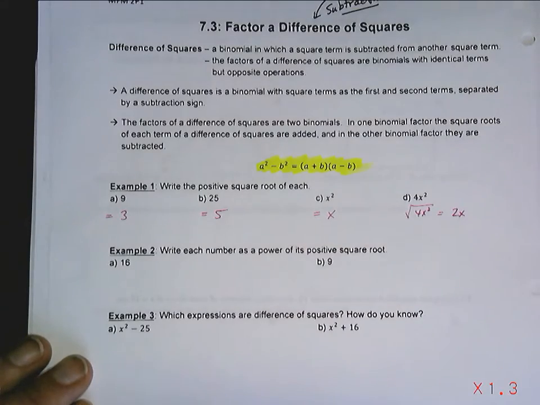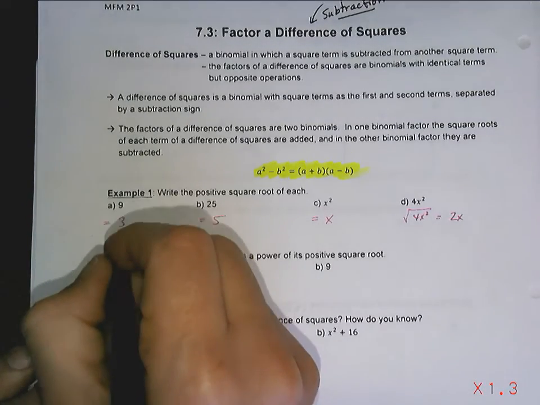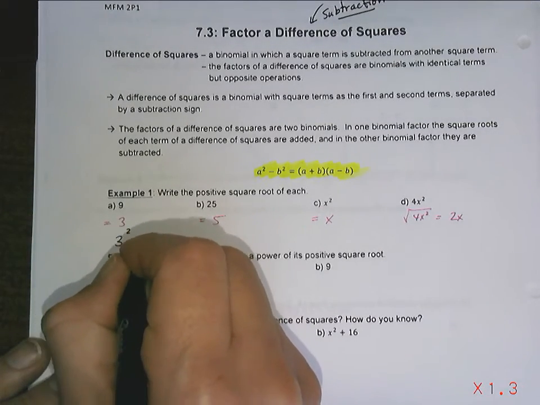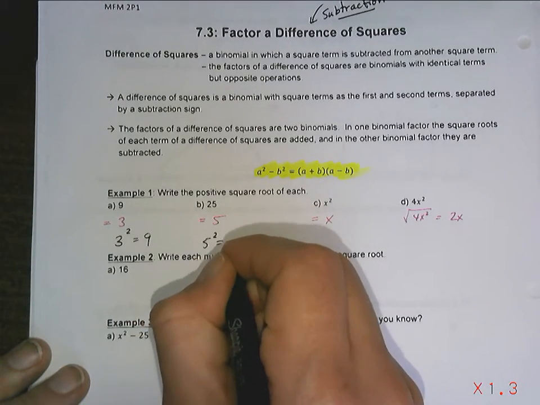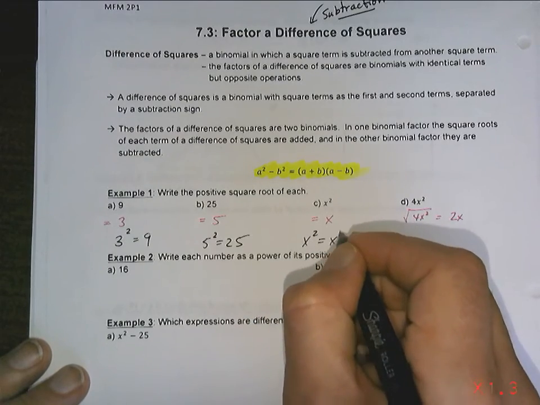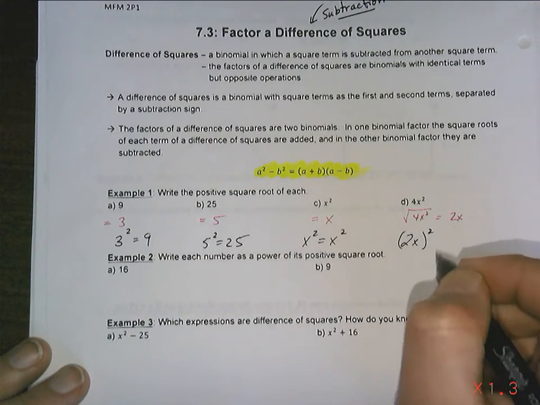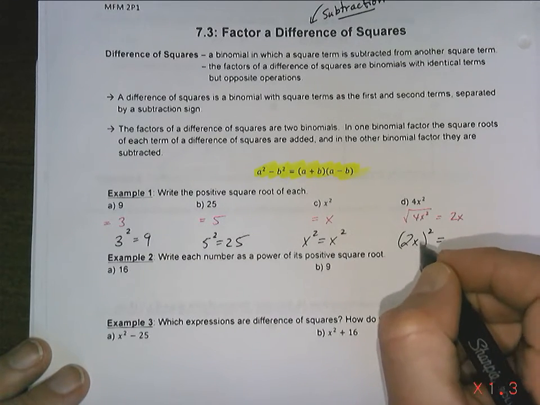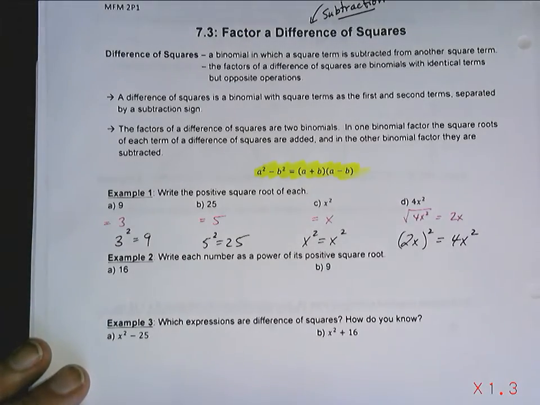And what they're really trying to get you to understand with that question, what's important to them really, is that you understand that if I take 3 and square it, I get 9. And if I take 5 and square it, I get 25. And if I take x and square it, well, I get x squared. Go figure. And if I take 2x and square it, I get 2x times 2x, which is 4x squared. That's the important part of that question.